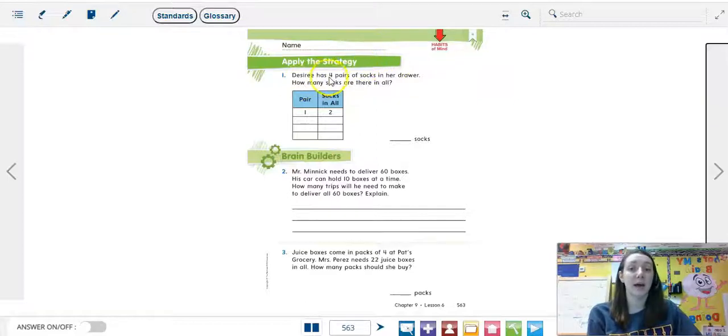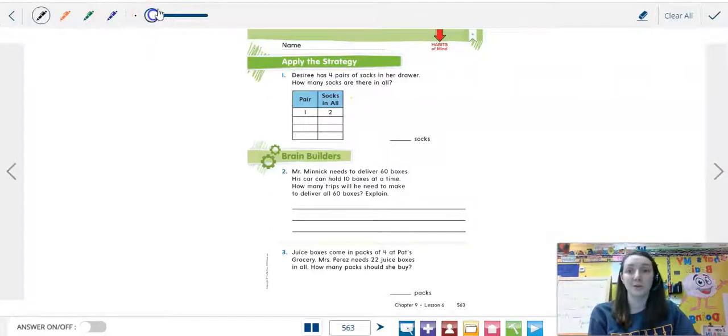It says Desiree has 4 pairs of socks in her drawer. How many socks are there in all? So 4 pairs. One pair has 2 socks, which we know, right? You have 2 feet. So that means that 2 pairs have 4 socks. We're just adding that 2, which means 3 pairs have 6 socks. Okay, just add those 2.